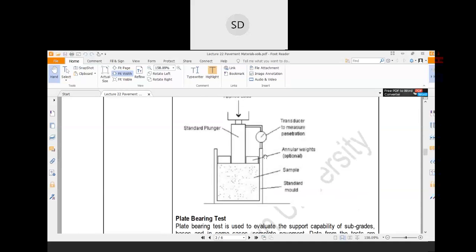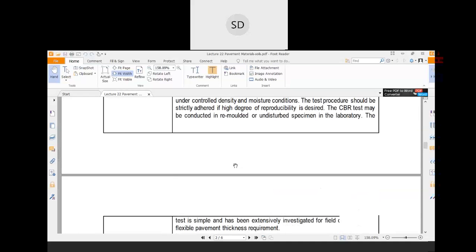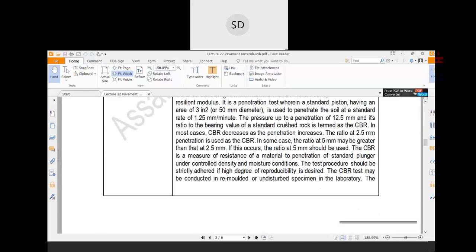So this is the standard plunger, here it is termed as the penetrating instrument. The ratio at 2.5 mm penetration is used as the CBR. In some cases, the ratio at 5 mm may be greater than that of the 2.5 mm. In such cases, you can adopt the 5 mm penetration test as your ultimate CBR value.